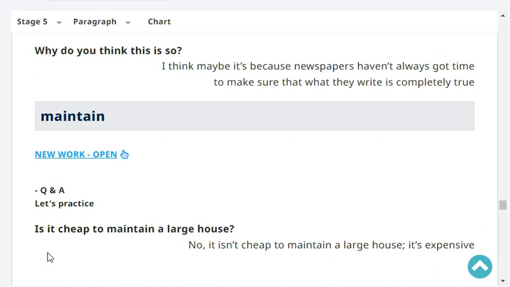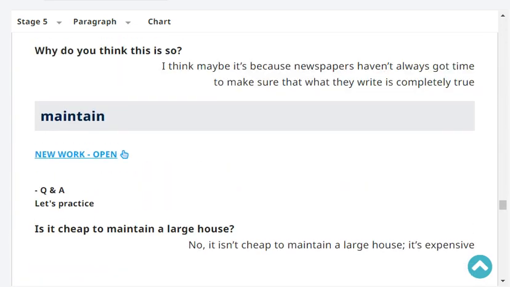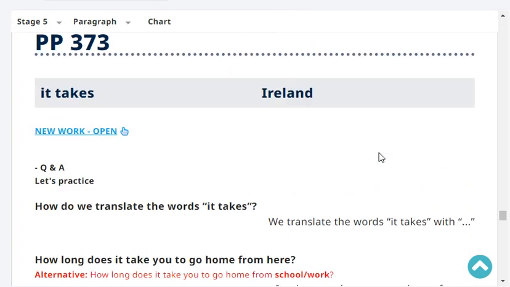Very good. Is it cheap to maintain a large house? No, it isn't cheap to maintain a large house. It's expensive. Very good. Okay, so that's the end of our revision. Okay, one more.